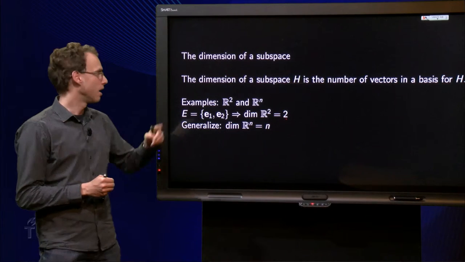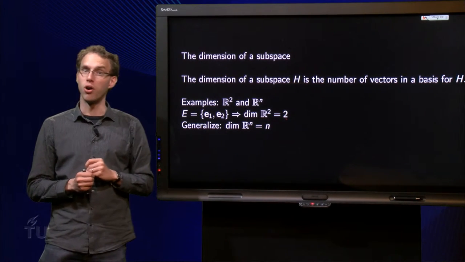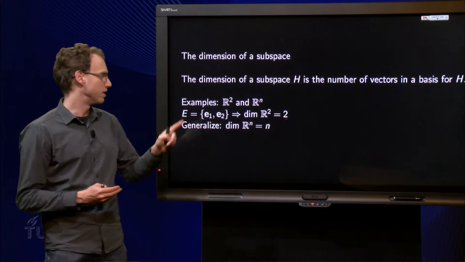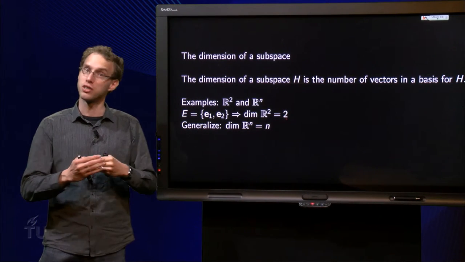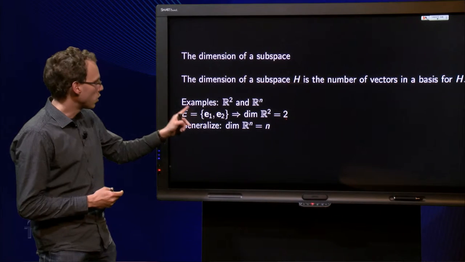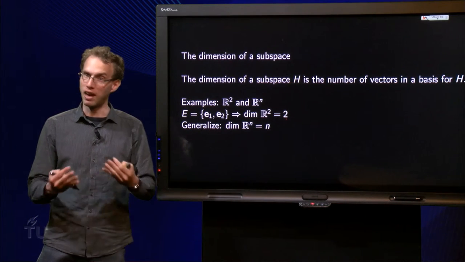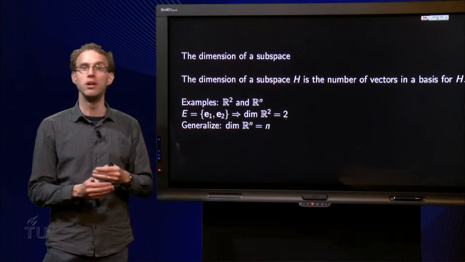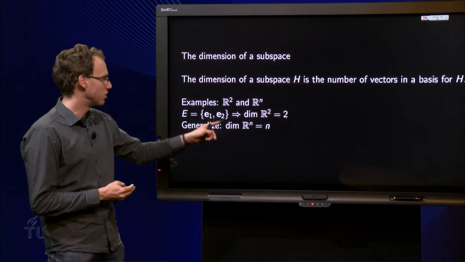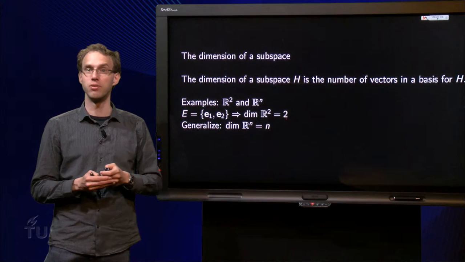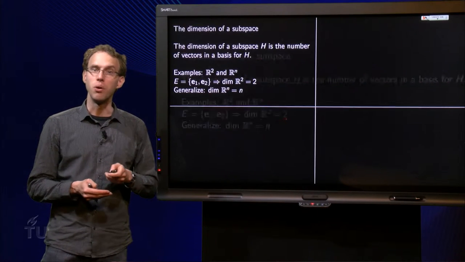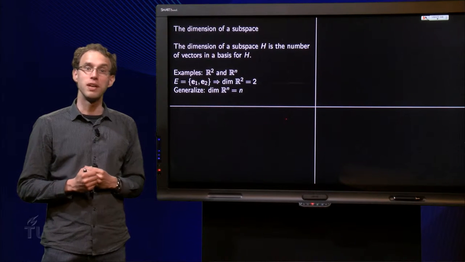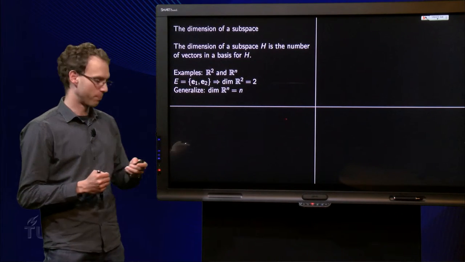So if we look, for example, at R2 or Rn, in R2 we can have a basis e1, e2, for example, the standard basis. It contains 1, 2 vectors. That means that the dimension of R2 equals 2. And you can easily generalize this to Rn. The dimension of Rn equals n. So, what about other subspaces? Let's take a look at some subspaces we encountered earlier.